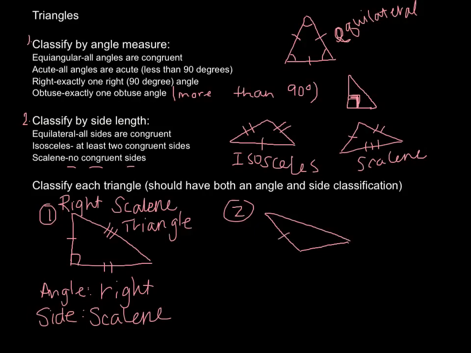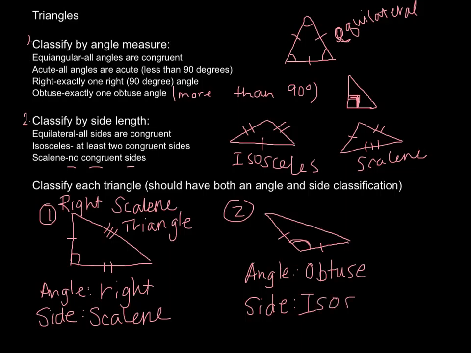And it shows this and this. Okay, so our angle, what is our angle? Is exactly 1 obtuse angle. Hey, you guys, this one's like huge. Okay, so I'm going to call it obtuse. And this one I'm going to ask, what is my side lengths? Has 2 congruent sides, so I know it's an isosceles. So this one would be an obtuse isosceles triangle.